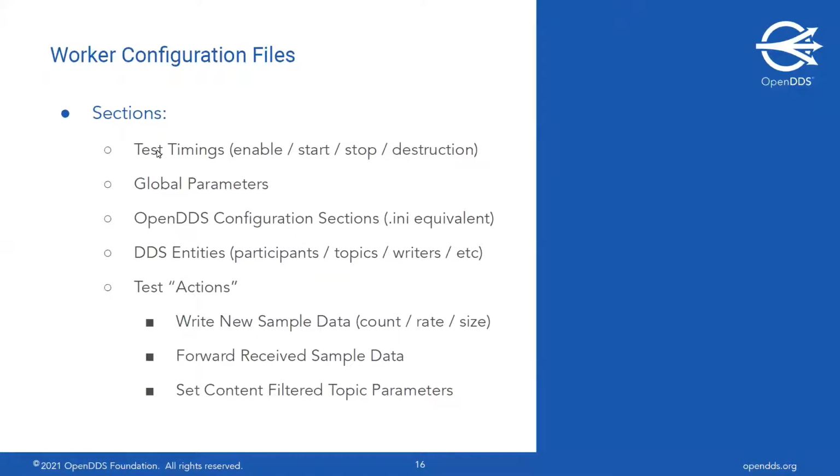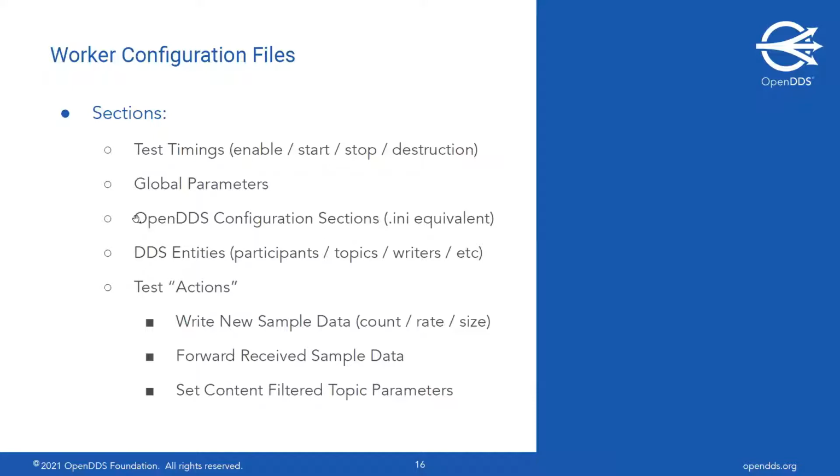There's a section for test timings. That's for enabling DDS entities, assuming they haven't been enabled at creation, starting and stopping test actions, which we'll talk about in a second, and then destruction of the DDS entities. There's a section for global parameters, or perhaps some additional timing or discovery configuration.